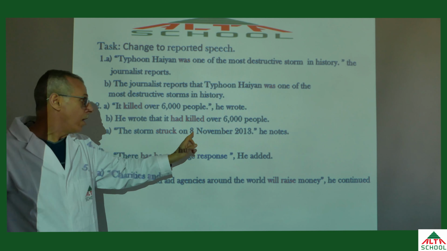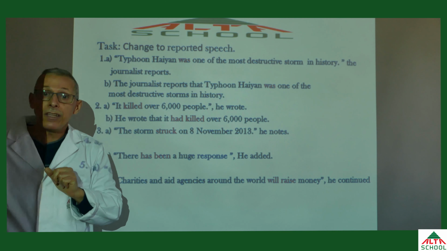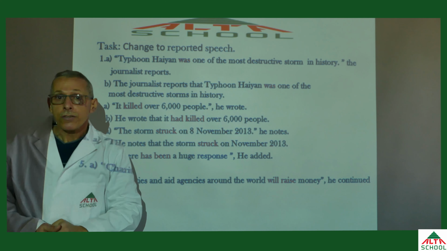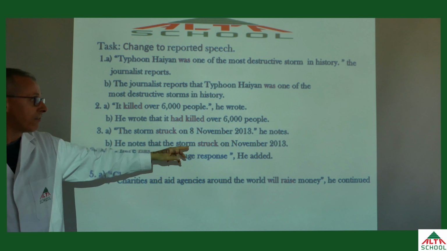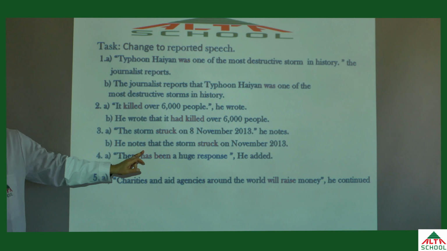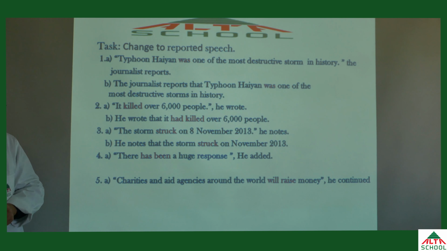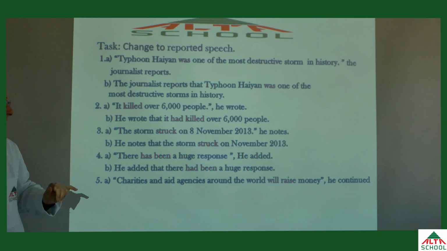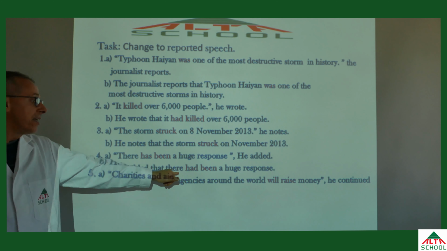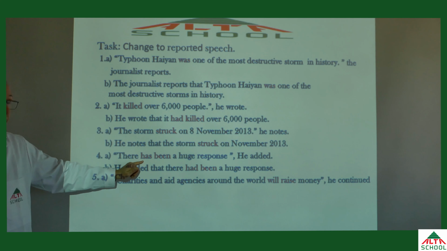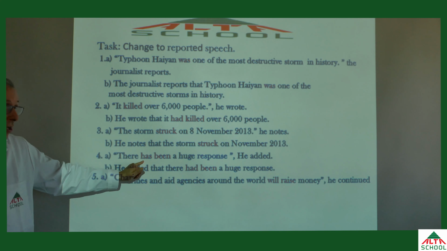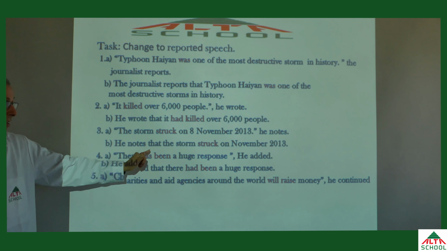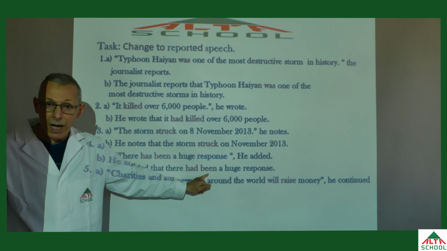Sentence 3, the storm struck on 8 November 2013, he notes. So we say, he notes that the storm struck on 8 November 2013. Here also no change at the level of the verb, because the reporting verb is in the present. The sentence 4, there has been a huge response, he added. So we say, he had added, there had been a huge response. So from present perfect, have or has plus past participle, to past perfect, had plus past participle. Because the reporting verb is in the past. So present perfect changes to past perfect.